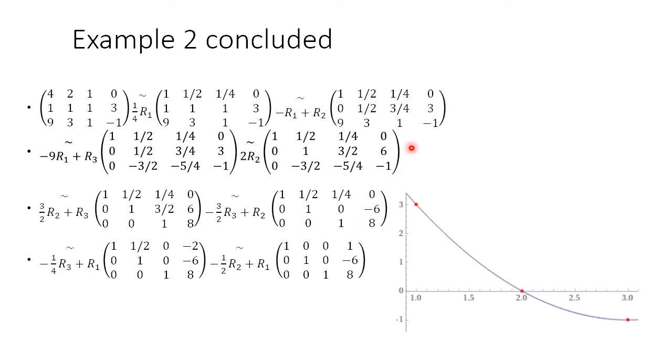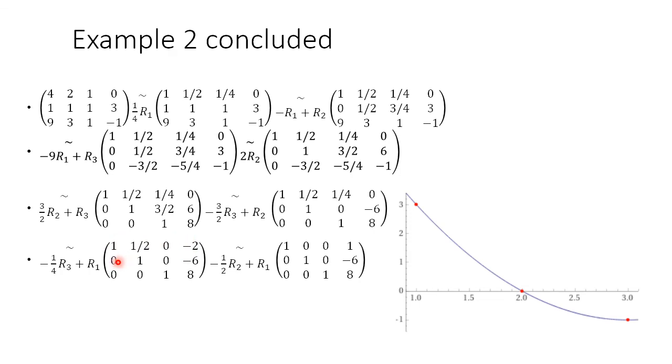I still need to clear off this 1/4, so the next move there is to do negative 1/4 row 3 plus row 1. So that's my next move. That clears all of the entries above that pivot, so I'll move to my previous pivot. I want to clear this. Well, I can do that by negative 1/2 times row 2 plus row 1.